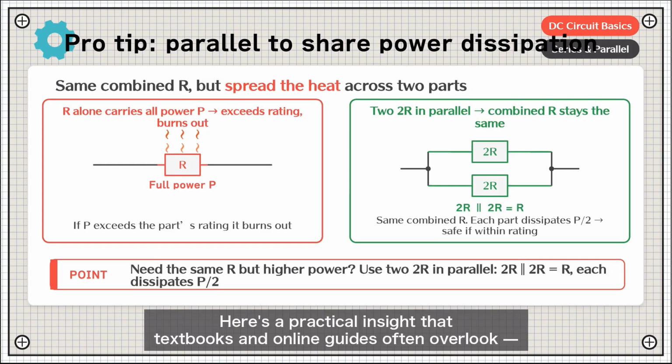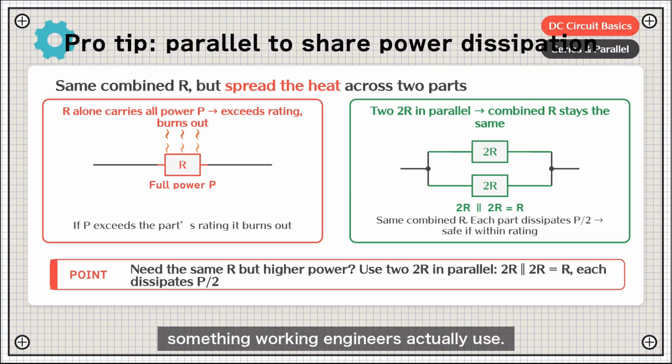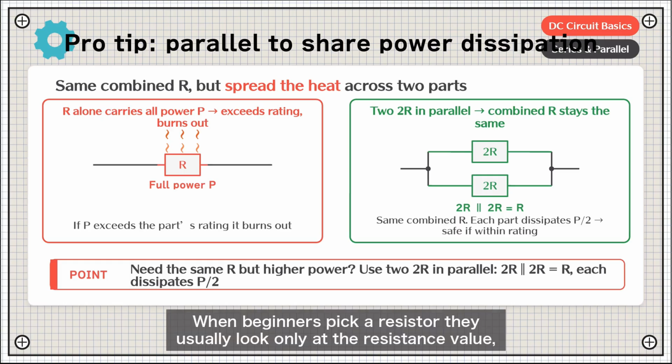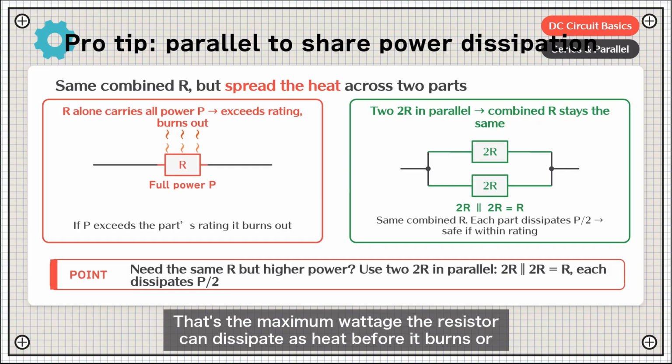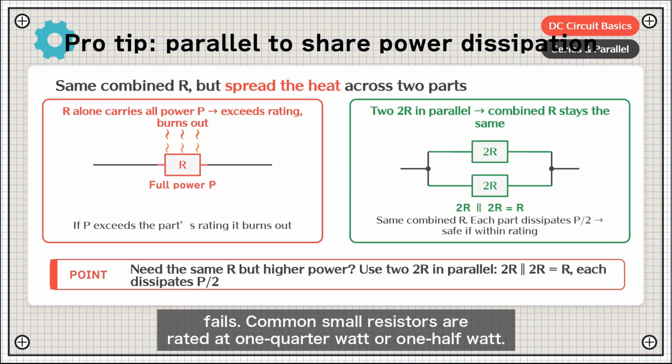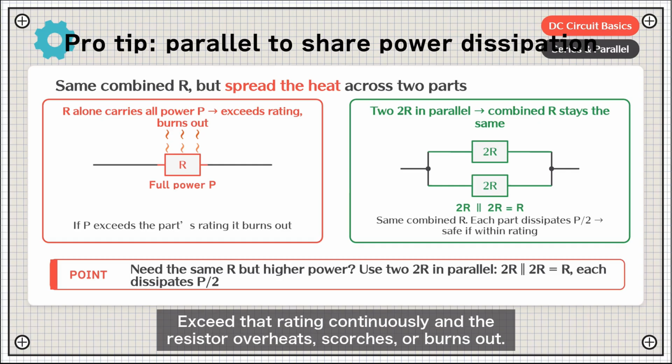Here's a practical insight that textbooks and online guides often overlook. Something working engineers actually use. When beginners pick a resistor, they usually look only at the resistance value, but in the field there is a second number you always check, the power rating. That's the maximum wattage the resistor can dissipate as heat before it burns or fails. Common small resistors are rated at 1/4 watt or 1/2 watt. Exceed that rating continuously and the resistor overheats, scorches, or burns out.